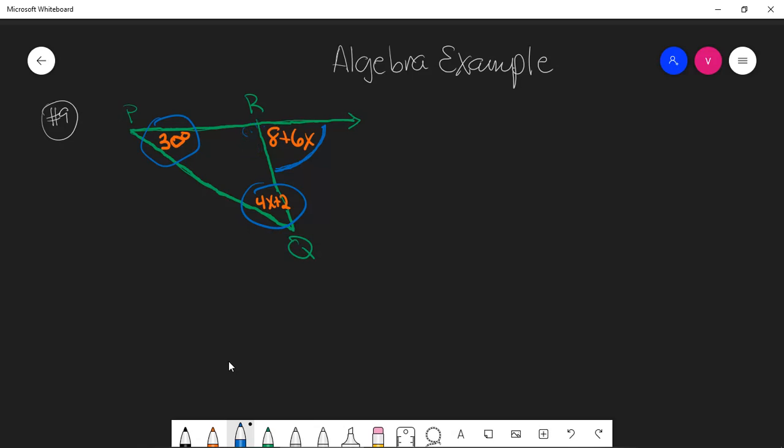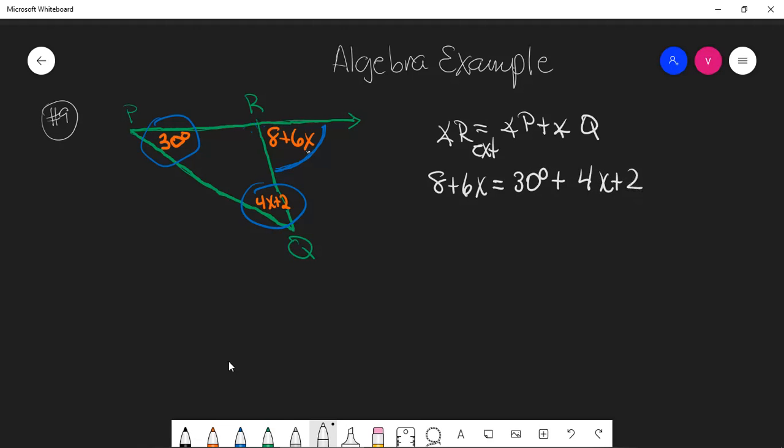So now you can just set up an equation right there. That angle R on the exterior is equal to angle P plus angle Q. And you know what that is. Now you just substitute in 8 plus 6x for the exterior angle, and then P is 30, and then Q is 4x plus 2.